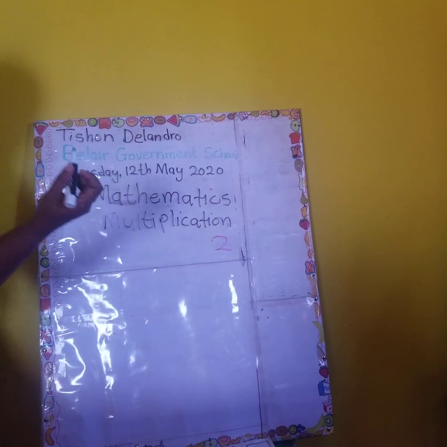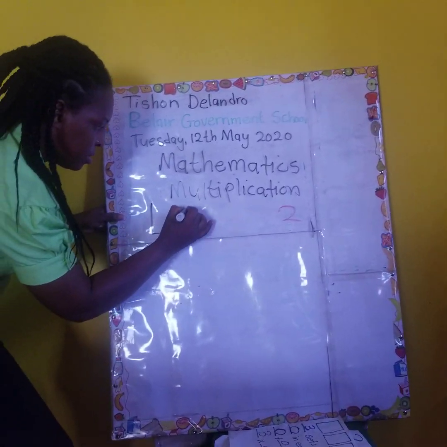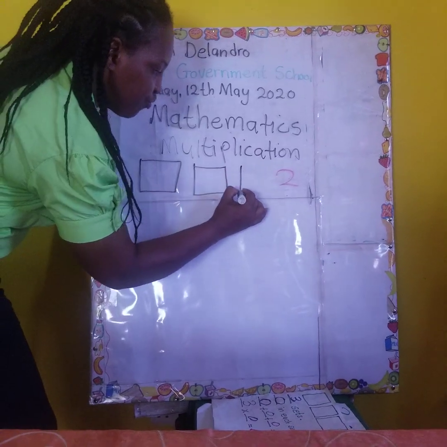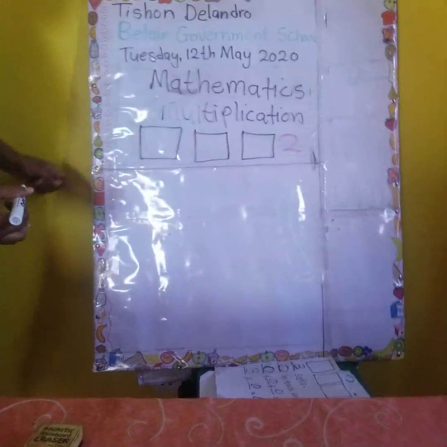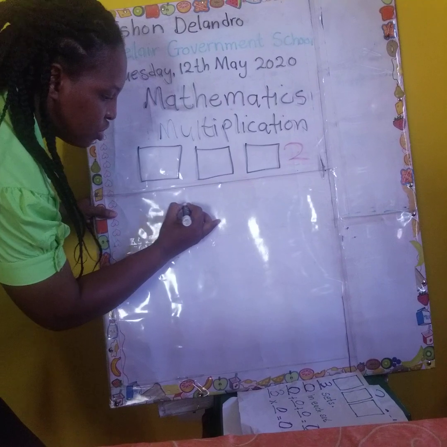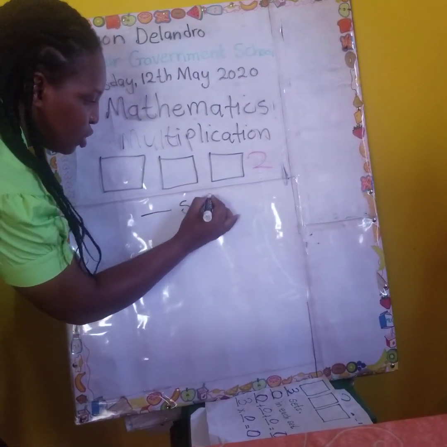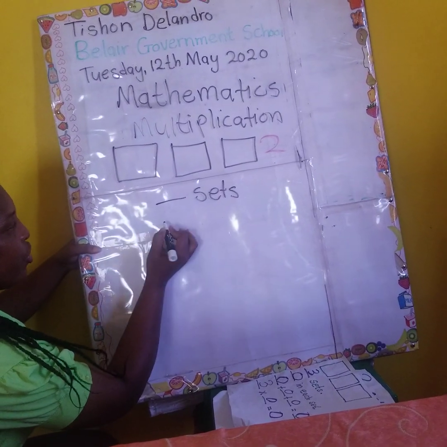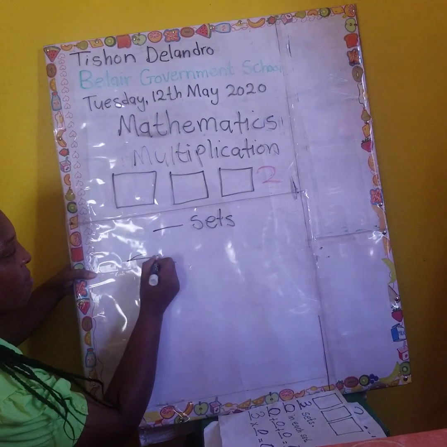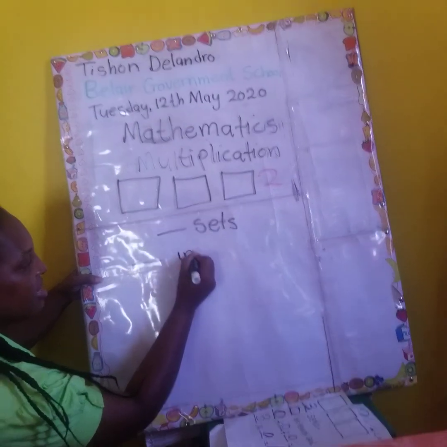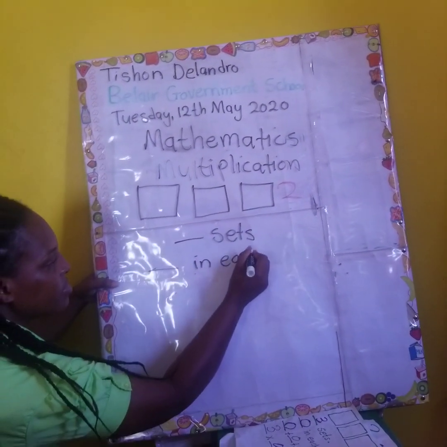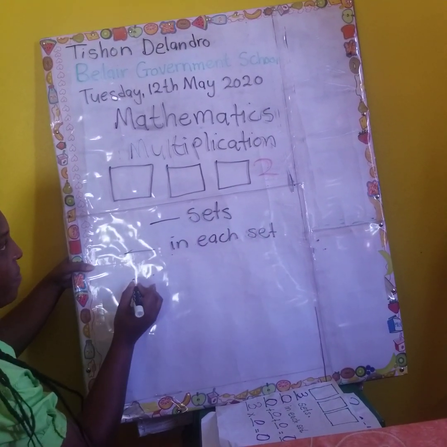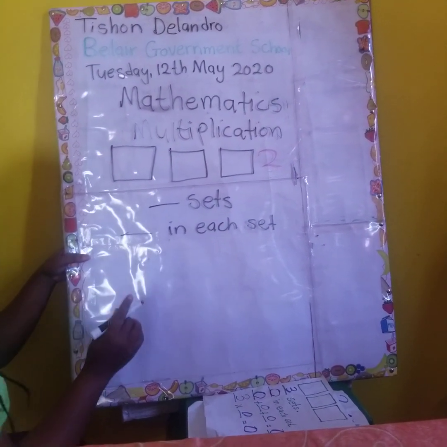Okay? So I'm going to draw. Remember, you use your ruler so you can draw your straight lines. So now you are going to tell me how much sets we have there. You are also going to tell me how much we have in each set, and how many times do we have to add and how we have to multiply.